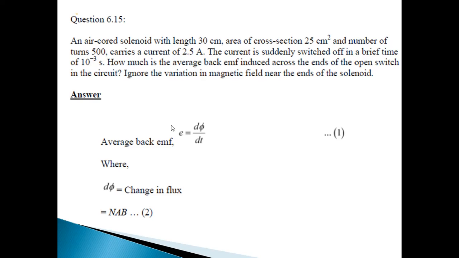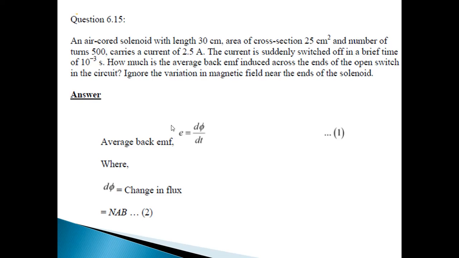Another question, 6.15. An air-cooled solenoid with length 30 centimeter, area of cross-section 25 centimeter square, and number of turns 500 carries a current of 2.5 ampere. The current is suddenly switched off in a brief time of 10 to the power minus 3 seconds. How much is the average back EMF induced across the ends of the open switch in the circuit? Ignore the variation in magnetic field near the ends of the solenoid.